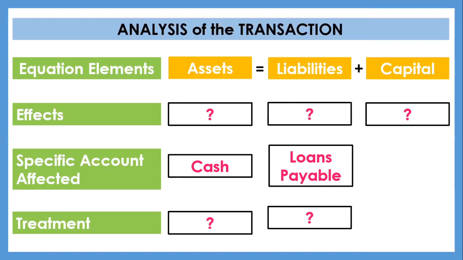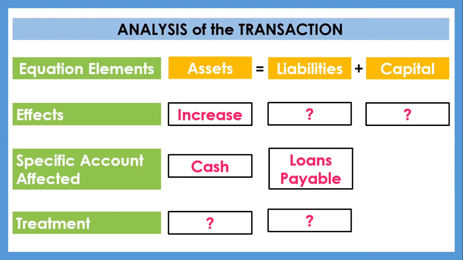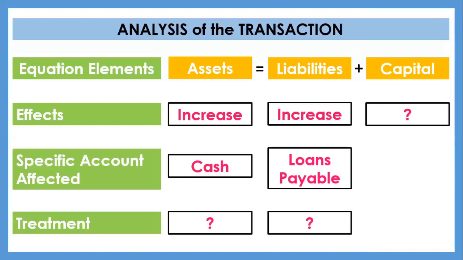Now, the second step in analyzing the transaction is to determine the effects of each account on our assets, liabilities, and capital. In this case, our cash will increase our assets since the company received 300,000 pesos in cash as it loaned money from the bank. On the other hand, our loans payable account will increase our liability since it's a debt obligation that we need to pay. And lastly, there will be no effect on our capital account.